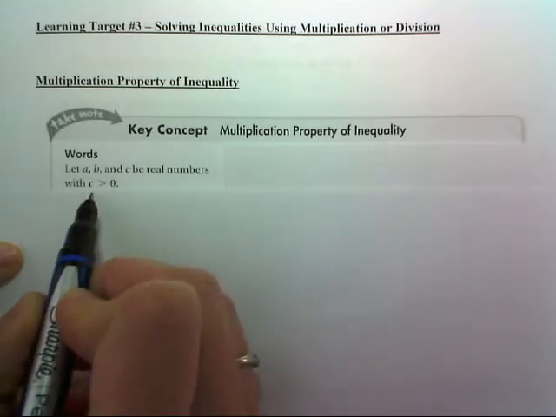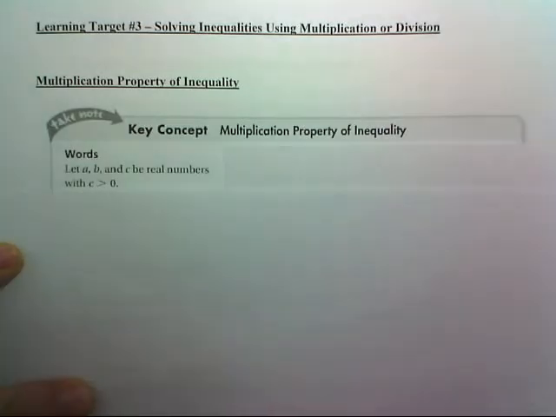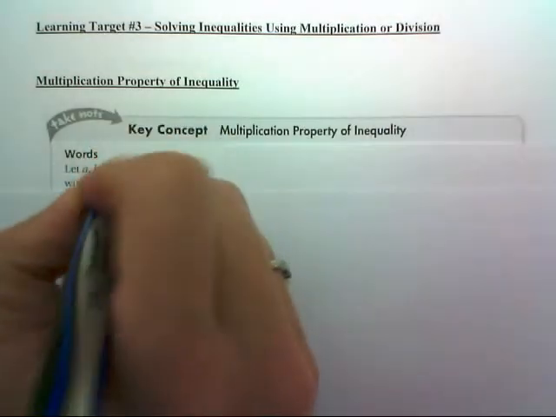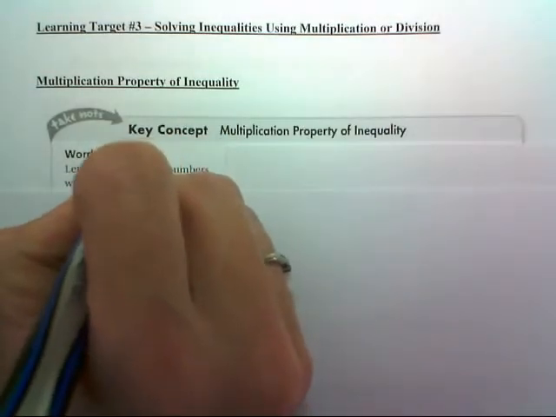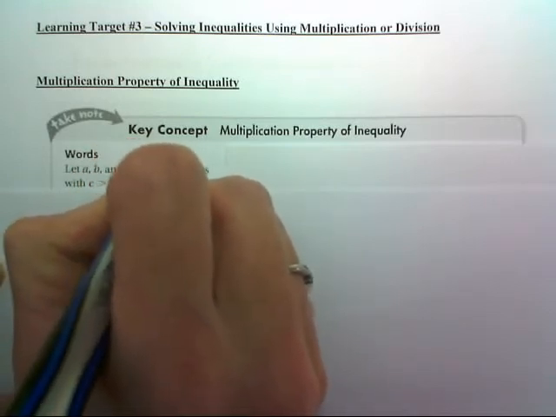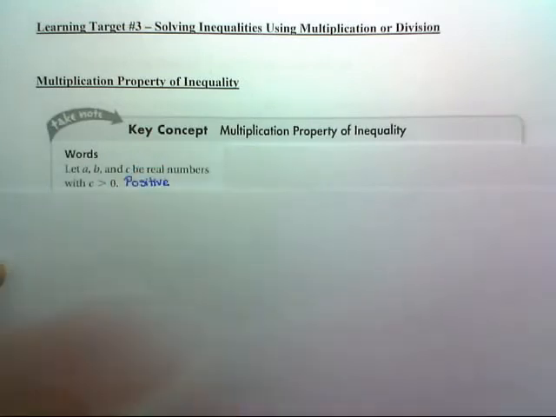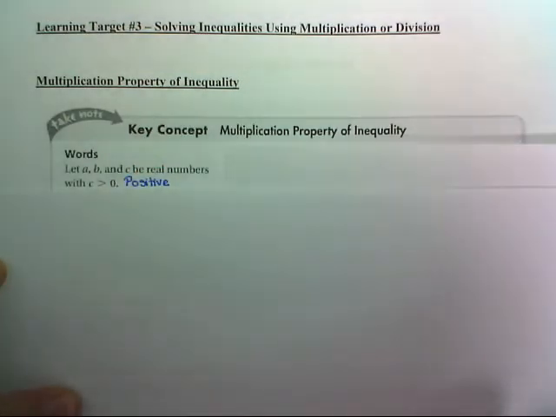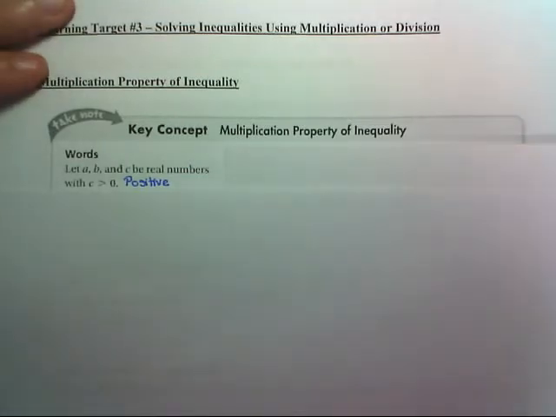So ask yourself, what type of numbers am I talking about if C has to be greater than 0? Well, hopefully you're coming up with several different examples, and all those examples revolve around positive numbers. So C has to be positive. We're not talking about any negative numbers here in this first concept. So let's look at what happens when C is positive.